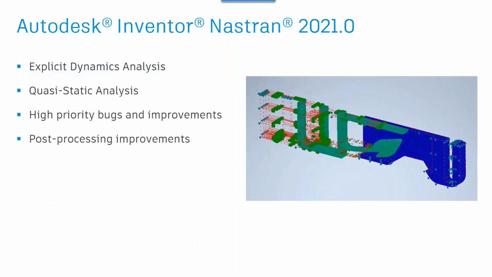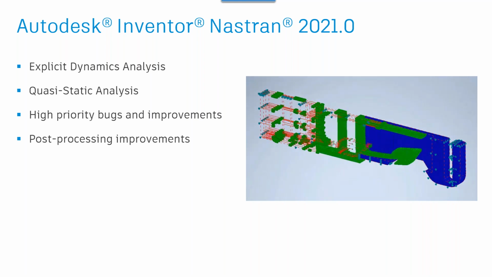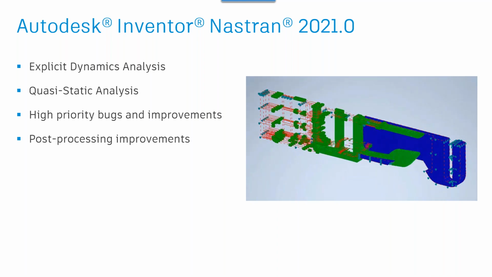Now, coming to what capabilities we are currently working on. So at this point, with Inventor Nastran, we are about to release our 2021.0 version, which will be around the Autodesk global launch timeframe. So sometime by end of March, we'll be releasing the 2021.0. With this release, we are bringing in two new advanced analysis types.